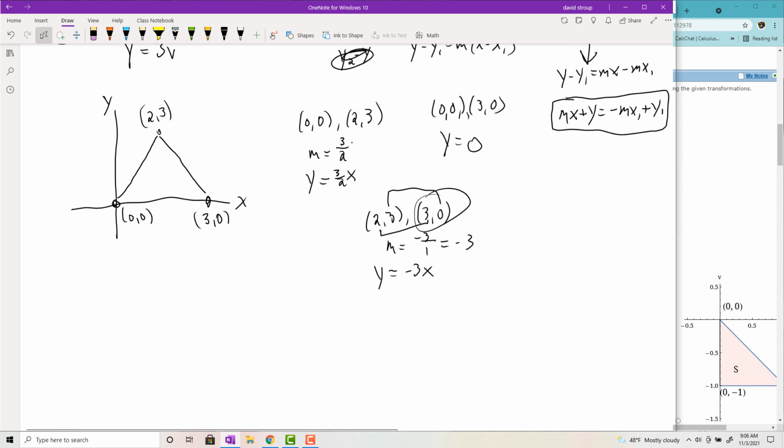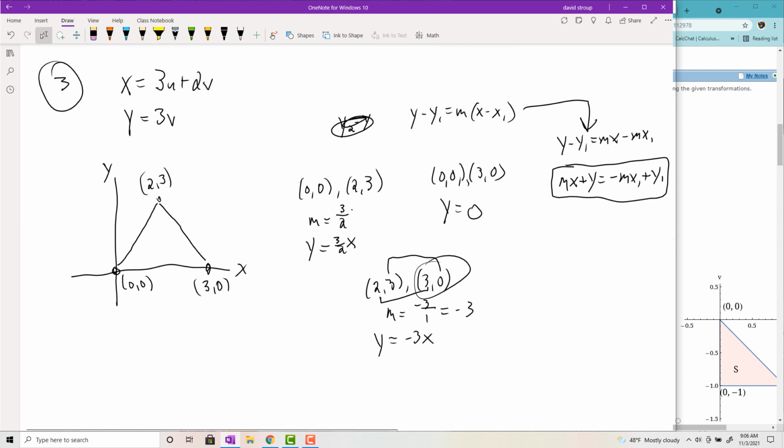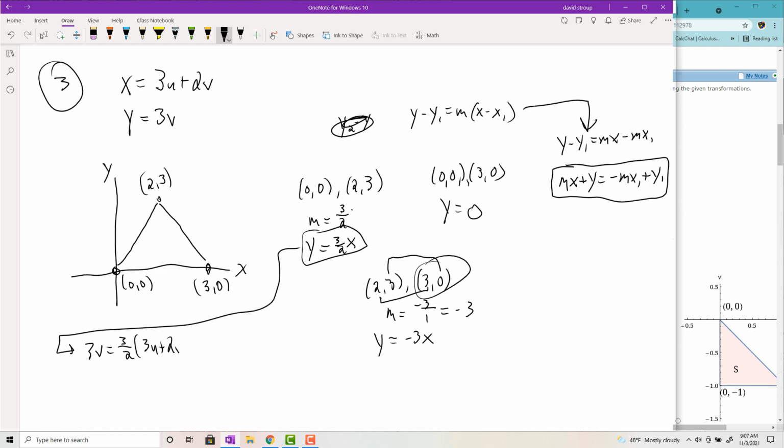Okay. And so to get the equations in terms of u's and v's, you could literally just do substitutions now. So this first guy is the same as 3v equals 3 halves times x, which is 3u plus 2v. So I get 3v equals 9 halves u plus 3v. So the 3v's will cancel. You get 9 halves u equals 0. So u equals 0 is one line. Maybe let's circle that guy in red.